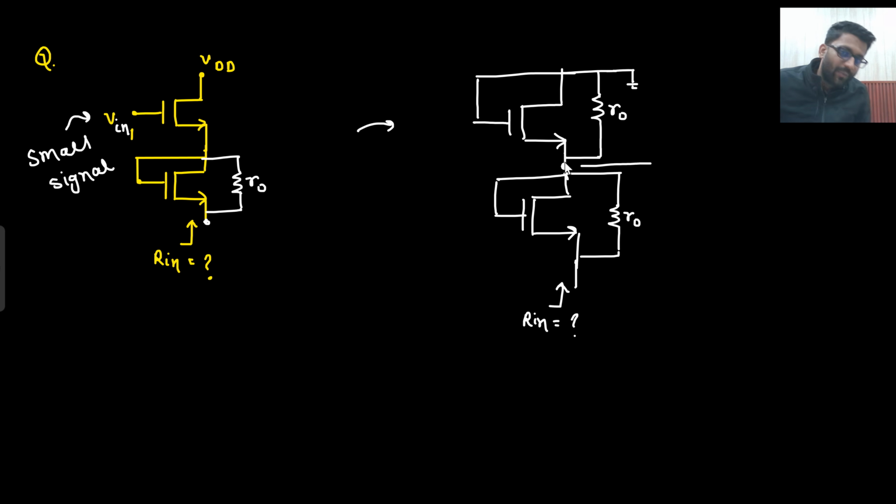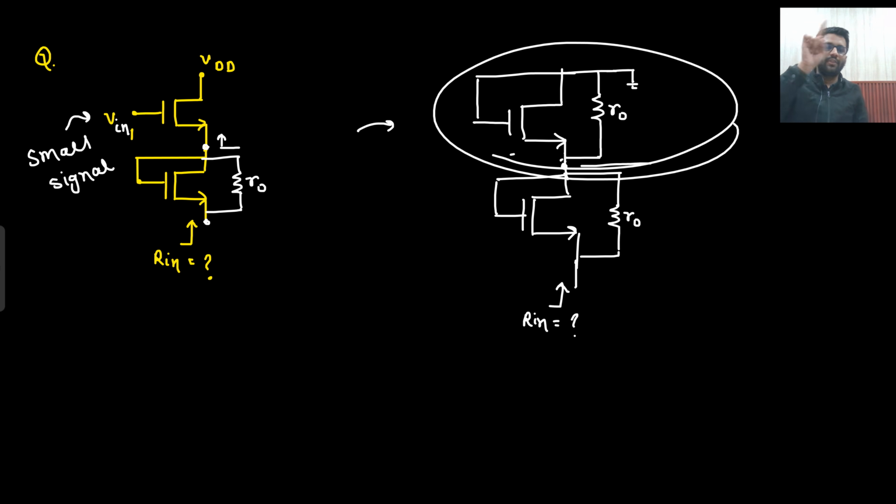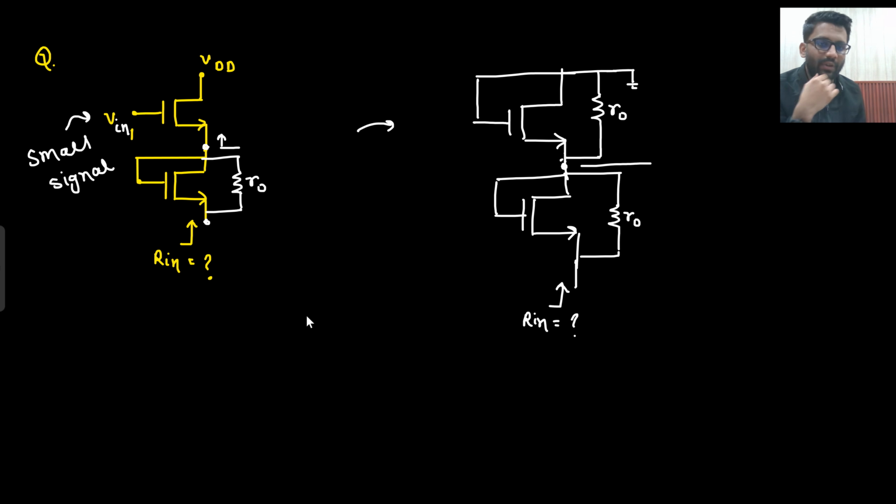I know that from here to ground I see 1/gm, and from here to ground I see R0. That means 1/gm is parallel with R0. Are you able to understand this point? I am replacing the circuit from here. So from source to ground I see 1/gm, and I can say from source to ground I see R0 as well. So this particular circuit can be replaced with 1/gm parallel with R0. Do you agree to this point or not? So how have I reduced the circuit? From this source to ground, what do I see? 1/gm parallel with R0. Say yes or no, right?